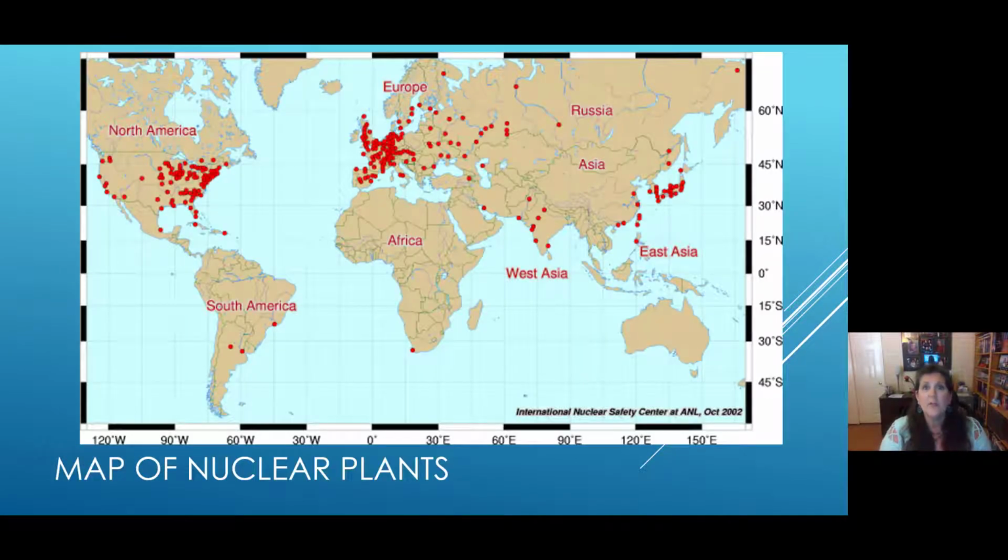Here's a map showing the whole world. We can see besides the United States, the next biggest area for nuclear power plants is Europe and Japan and Russia. India is increasing theirs right now, and there's hardly any in South America or Africa and none in Australia.